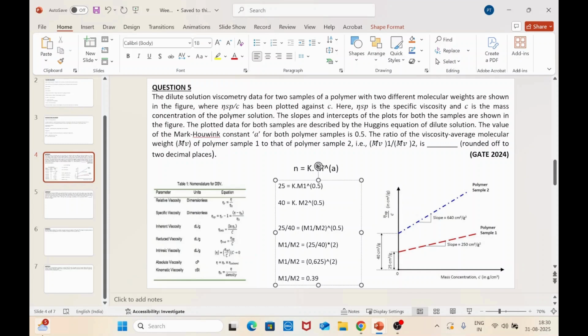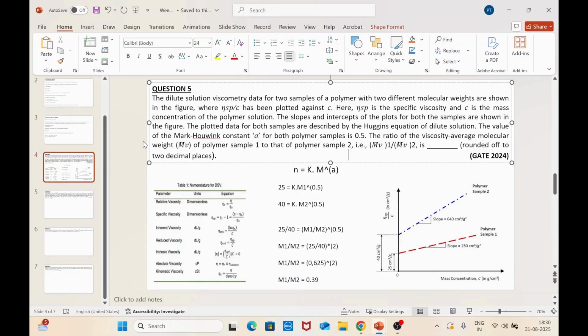Is this the value you are getting? Please let me know. Any different answers, or anywhere you are unable to understand, please unmute yourself and let me know, so that we can see where we are going wrong. Here the only thing you need to know is the value of intrinsic viscosity and the Mark-Houwink equation. If you know these two, this question is just a cakewalk.